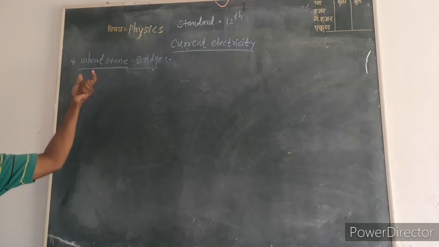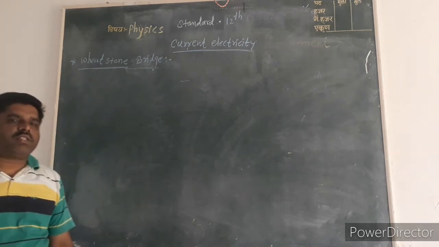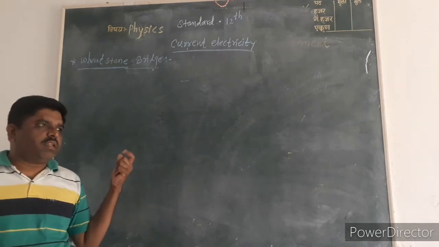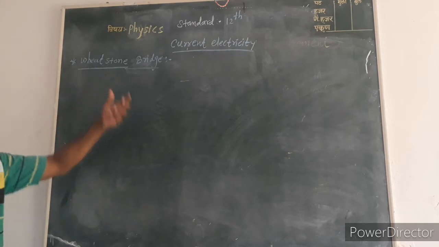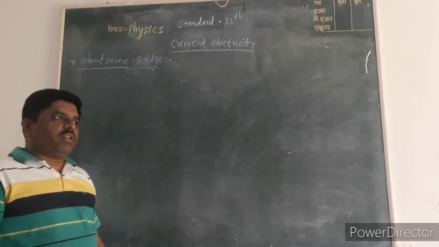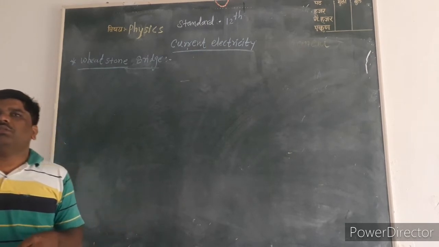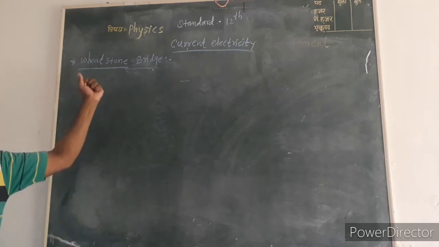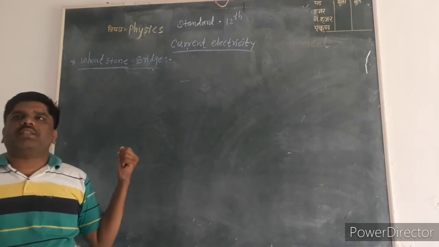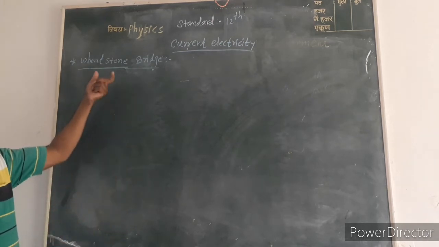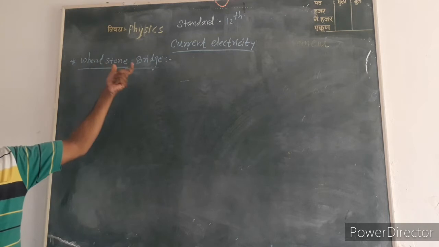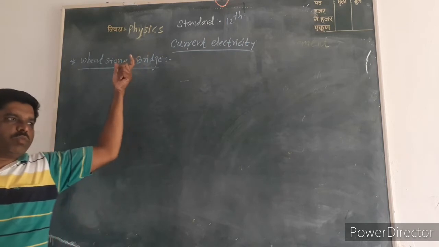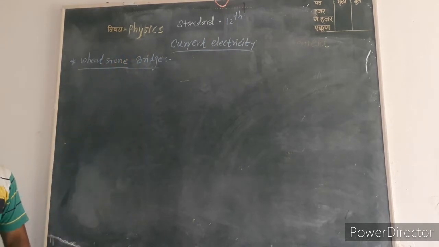The Wheatstone is the name of a scientist. This scientist designed a bridge, hence called the Wheatstone bridge. This Wheatstone bridge is used to determine unknown resistance, and from this we obtain the balancing condition of the Wheatstone network or Wheatstone bridge. This balancing condition of the Wheatstone bridge is also useful to determine unknown resistance.